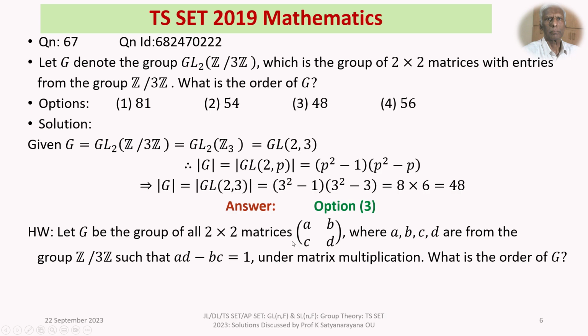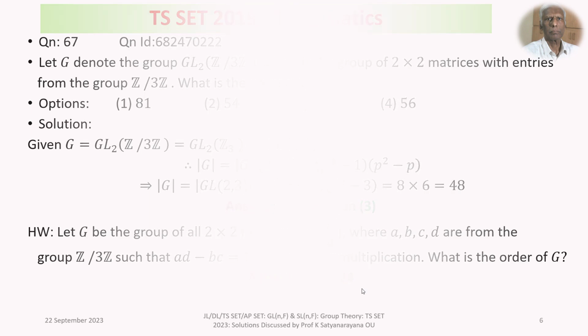This is precisely SL23. How do we get SL23? 1 by P minus 1, P is 3. 1 by 3 minus 1 multiplied into the order of GL23. That is 1 by 3 minus 1 is 1 by 2 into 48. That is 24.